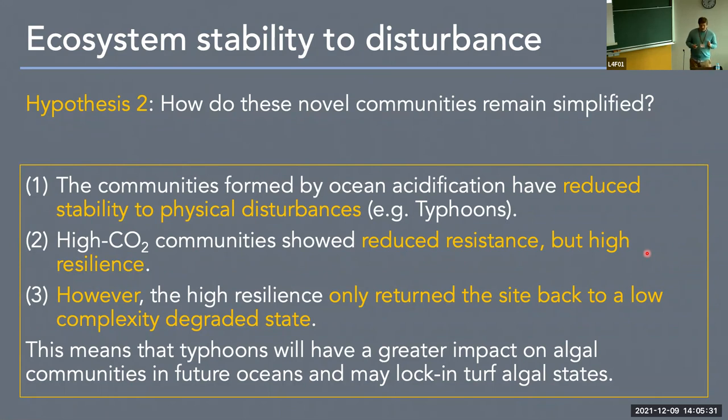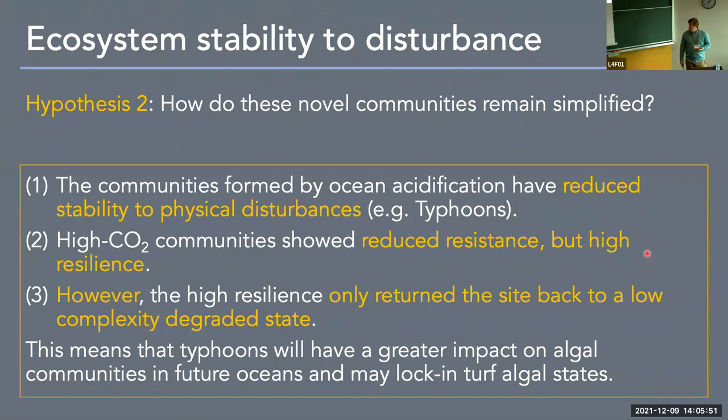And so it means that the typhoons aren't causing the simplification, but they're helping to lock it in, because you're just getting this reset. And then the high CO2, with the ocean acidification community, it's just coming to quite a simple level, always a simple level. And this is kind of the best it can achieve.